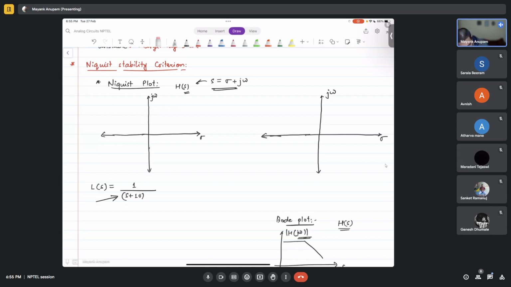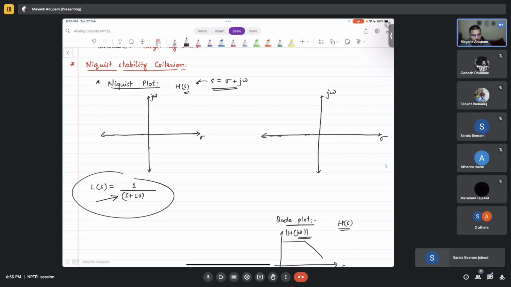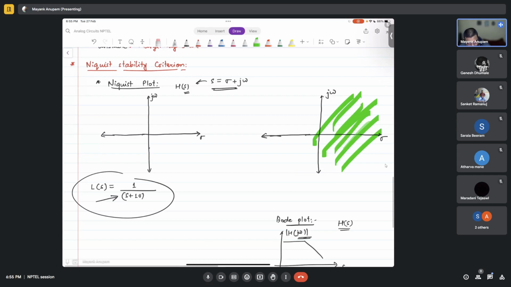Let's say your L of s, the open loop transfer function, is of this kind. What the Nyquist criterion says is that you plot this L of s using the Nyquist plotting mechanism. By the way, you have to plot this L of s for all the points where the argument s is in the RHP. The sigma has to be positive for this case. When you plot this for all the RHP s, the plot that you get should not encircle the -1, 0 point in the anti-clockwise direction.